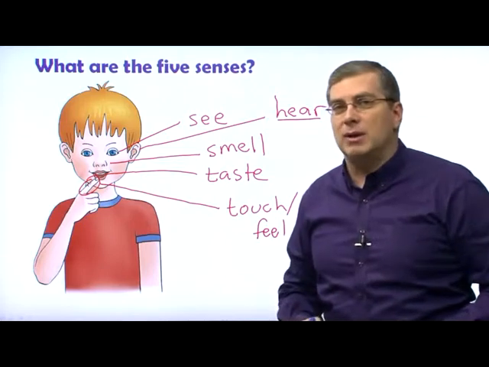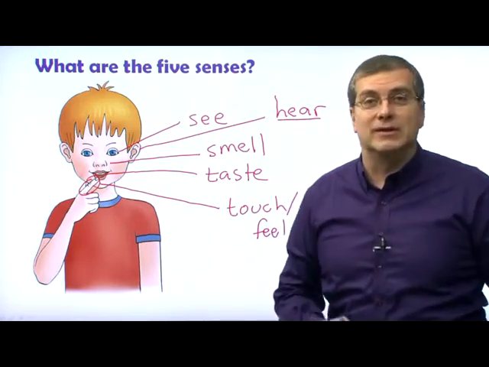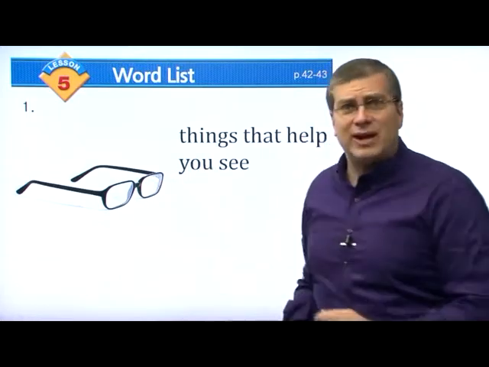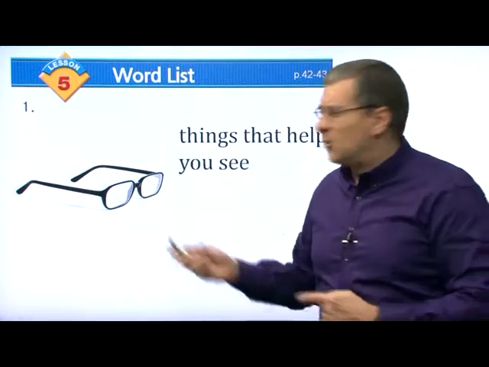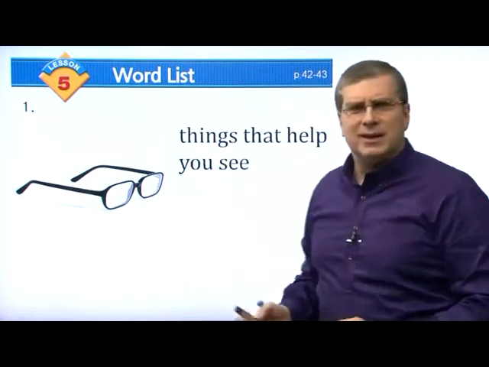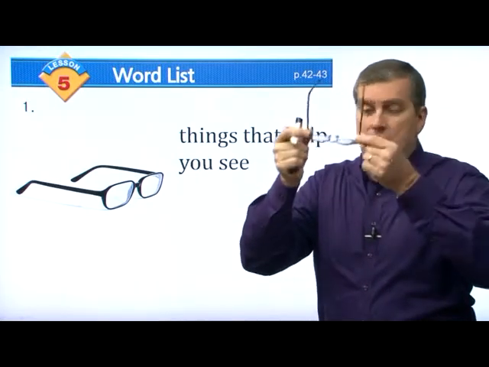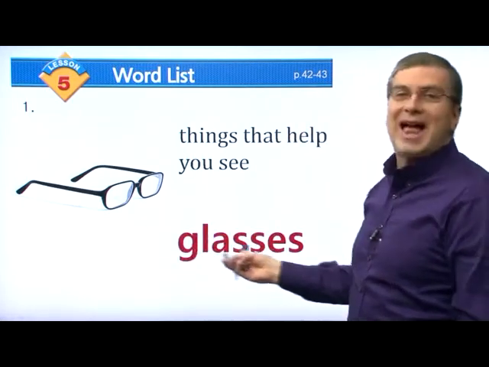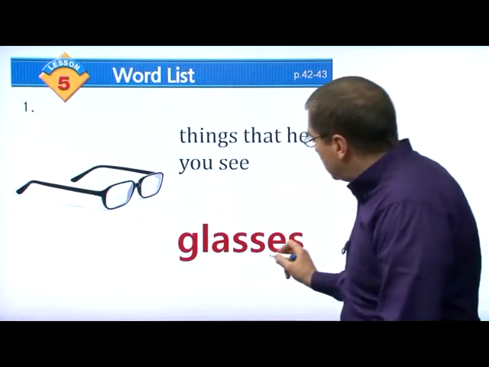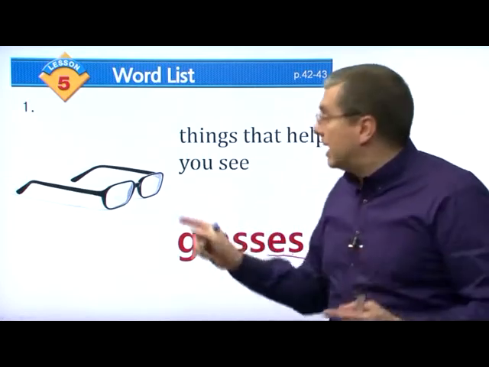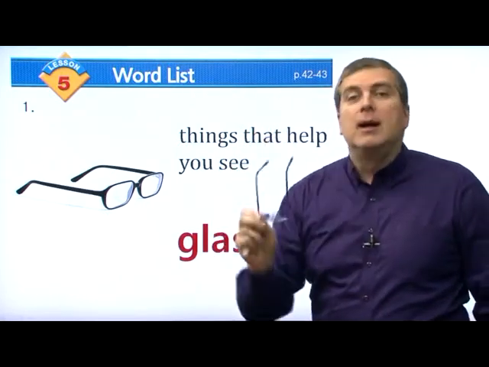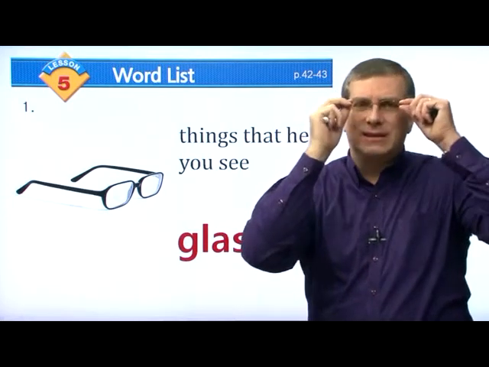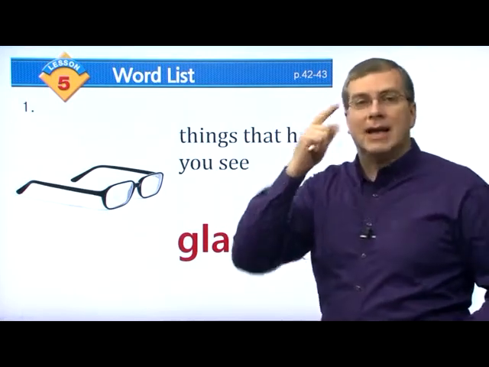Now let's learn some vocabulary that has to do with these 5 senses. Our first word is this object here. It's a strange object. I've never seen that before, right? What is that? Things that help you see. Oh, wait a minute. I've got them on my head, right? What are these things? What do you call them? They're glasses. Note that we use plural. It's one thing, but we use it as plural because there are 2 lenses. We say glasses. So these are glasses.